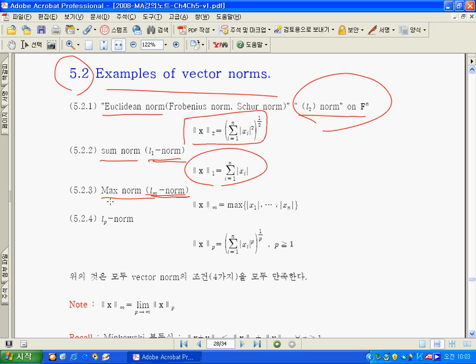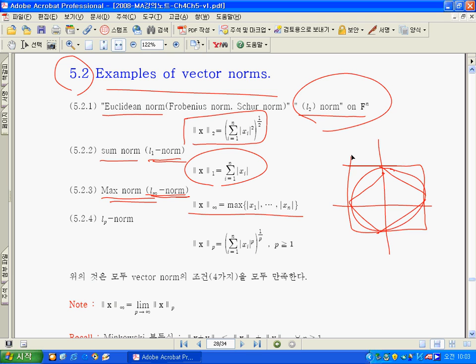The L infinity norm, also called the max norm, is defined in this way. Okay, this is what I have shown already. I showed you the one norm, two norm, and infinity norm. Okay? And also the LP norm is this. It's in between. Yeah, P is from 1 to infinity. Okay? So now we have the examples of vector norms.